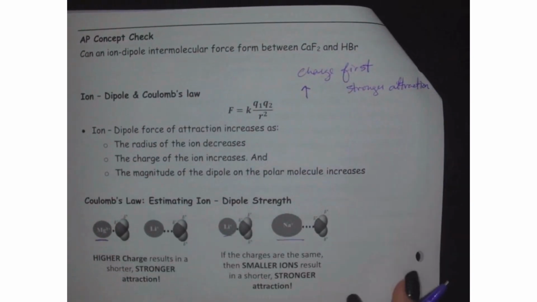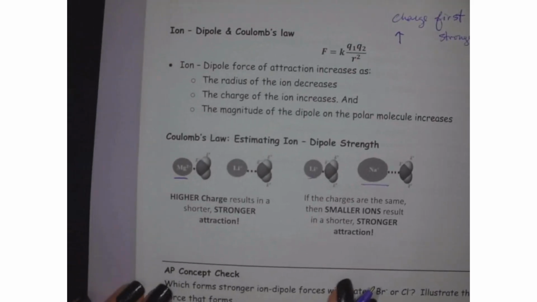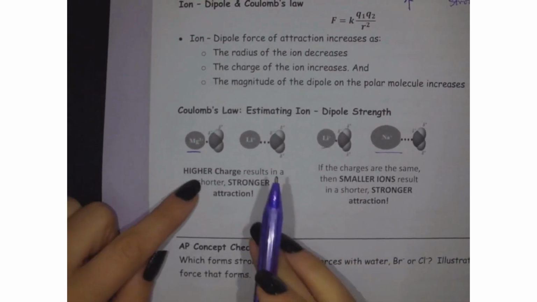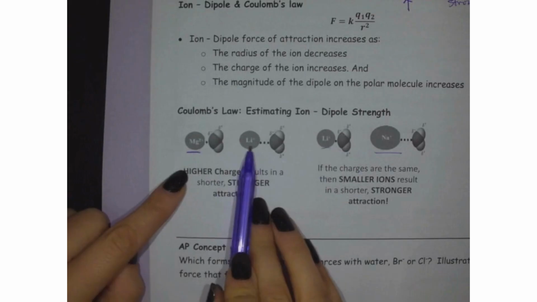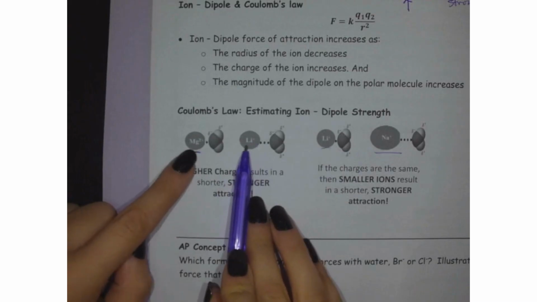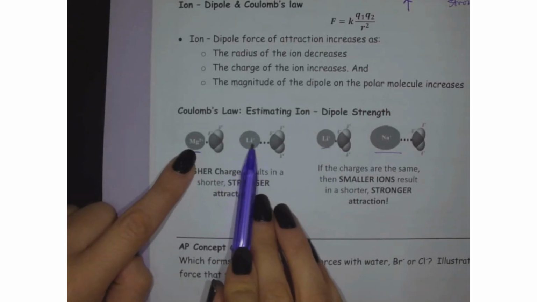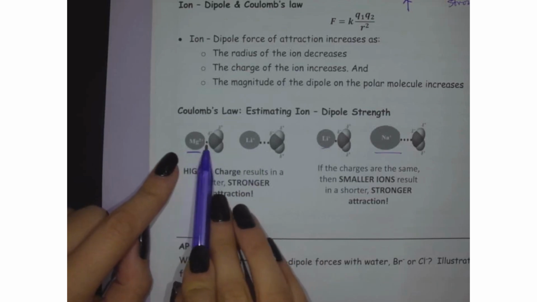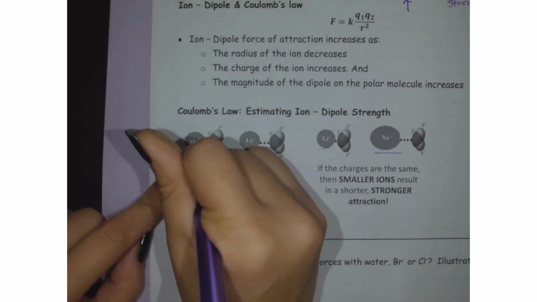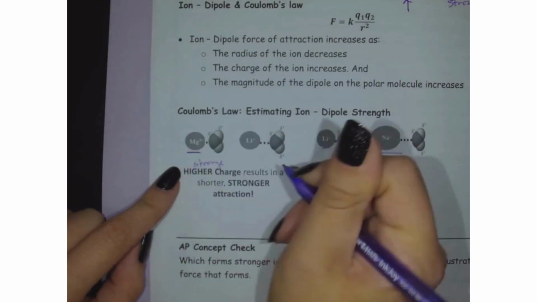So when the charge is bigger, the attraction is stronger. It's directly proportional. Look at this example. We have magnesium 2+ and we have lithium plus. So because this is a 2+ and this is just a 1+, that's why this attraction is stronger and this one is weaker.